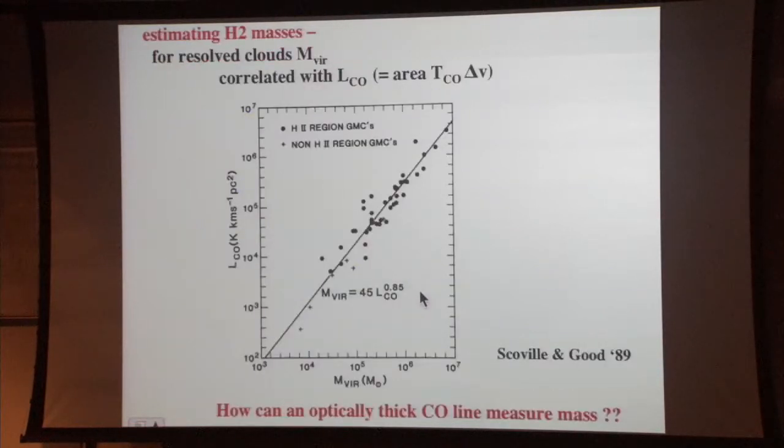Okay, so here is an empirical plot which looks at the CO luminosity. CO luminosity is just the integrated brightness over the line, integrated over the projected area of the cloud. That CO luminosity is plotted in these ridiculous units versus the virial mass. Why ridiculous? Because I actually invented them, so I can take the blame. And you see that there's an almost linear correlation. Actually, it's like roughly a 0.9 power law. And you ask yourself, why is it that this optically thick line emission can possibly measure the mass of the cloud?